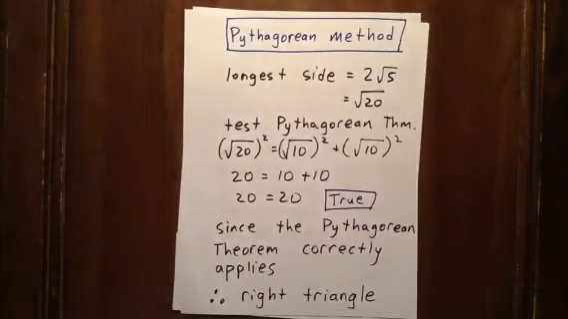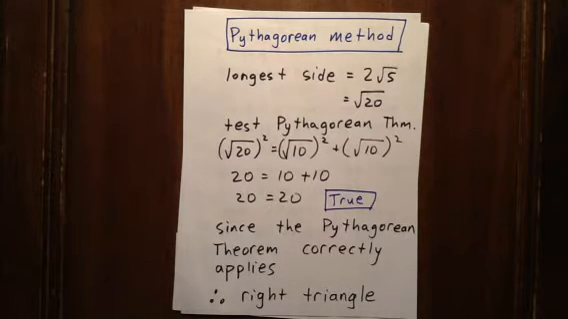Okay? Well, another way of doing that is to use the Pythagorean method. We can determine that a triangle is a right triangle by using this Pythagorean method. And so the way it works is this. The Pythagorean theorem tells us that if we have a right triangle, then the hypotenuse squared is equal to the sum of the squares of the other two sides. Similarly, if we can show that the longest side squared is equal to the sum of the squares of the other two sides, it means we therefore have a right triangle.